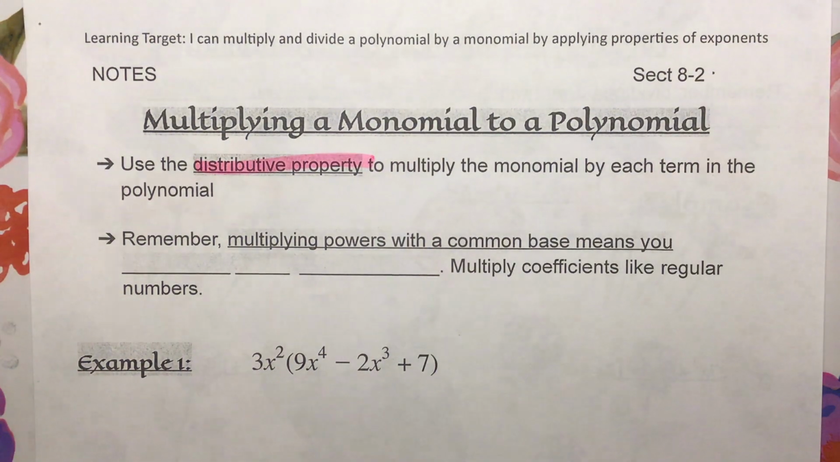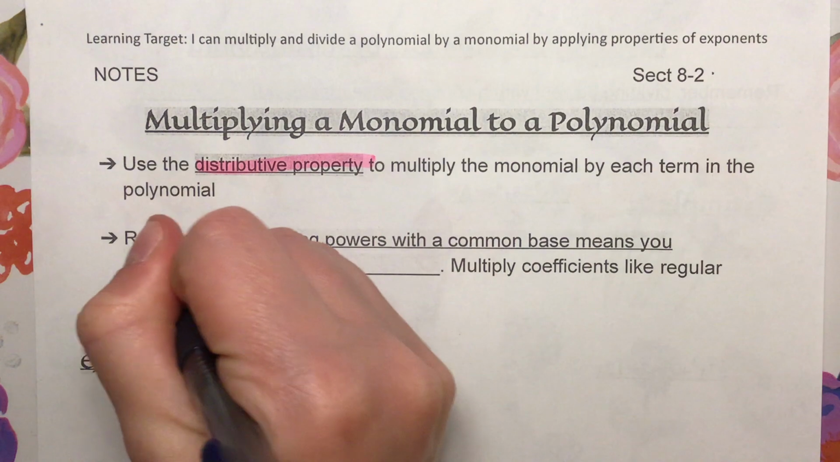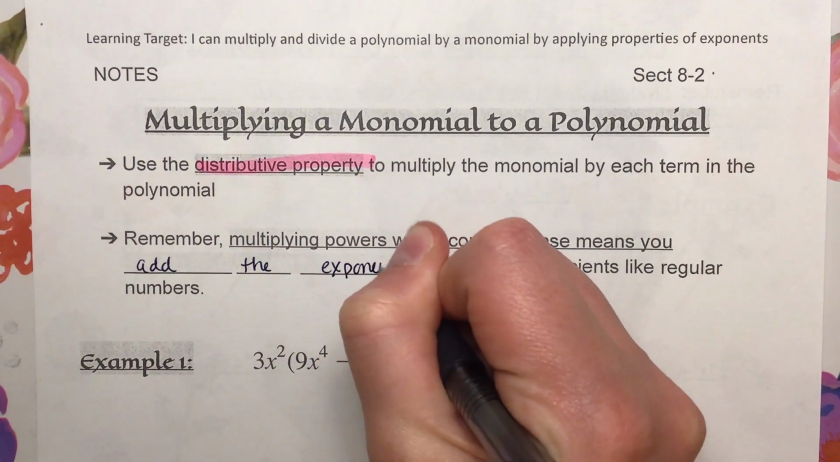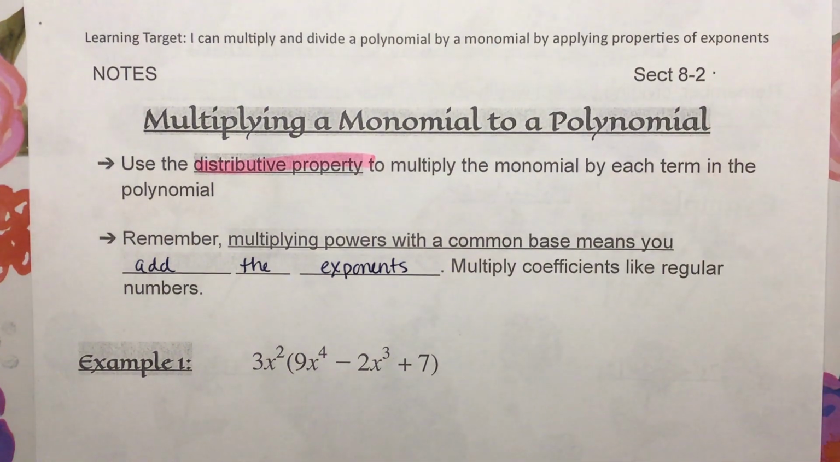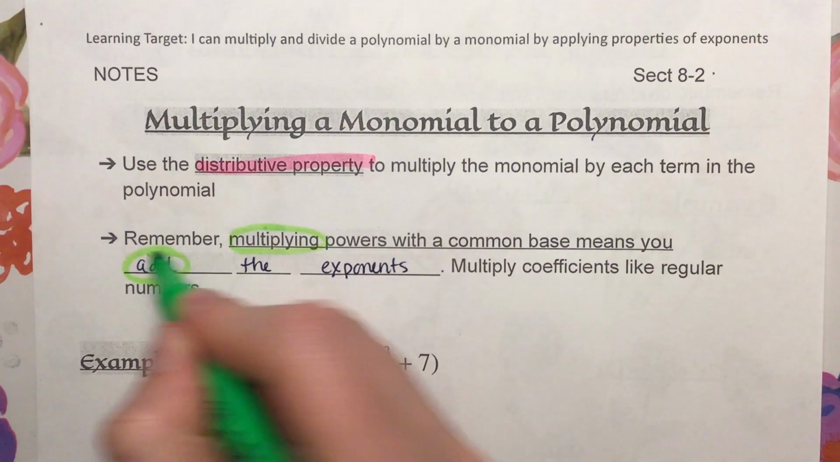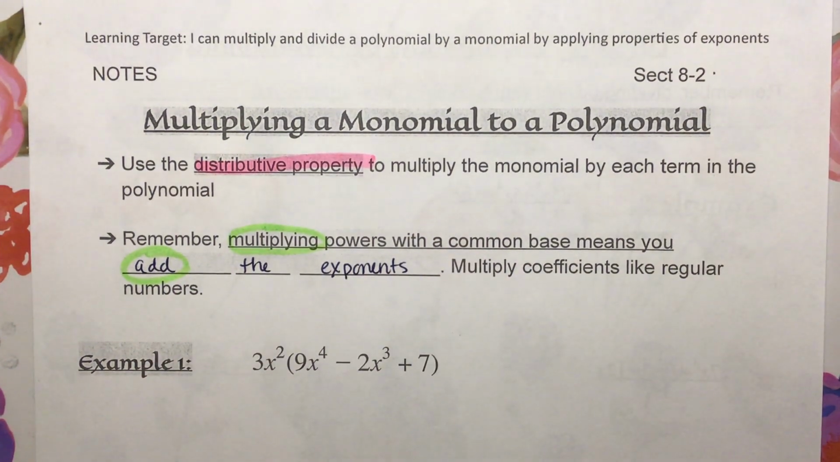And what I want you to remember is when you are multiplying powers with a common base, that means you add the exponents. Only when multiplying. You do not do this with adding, subtracting, or dividing. When multiplying, you add. Okay, particularly the exponents. So we're just going to do some of the distributive property next, and you're going to see that in action.